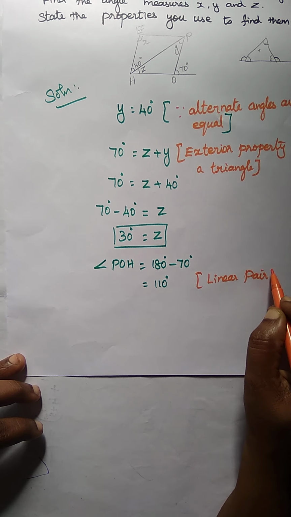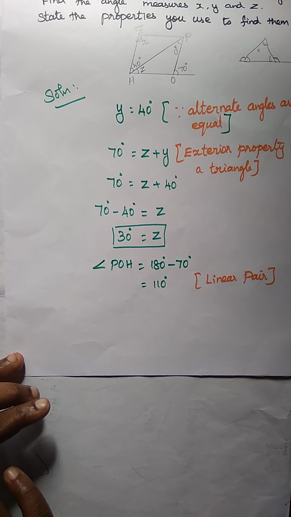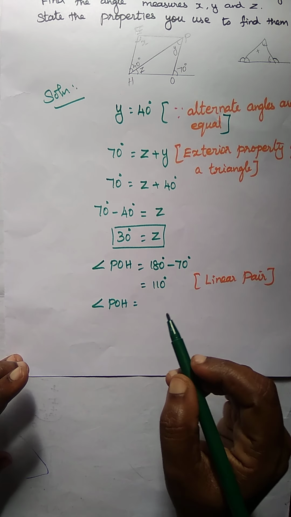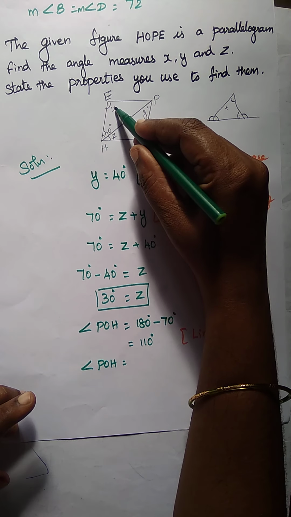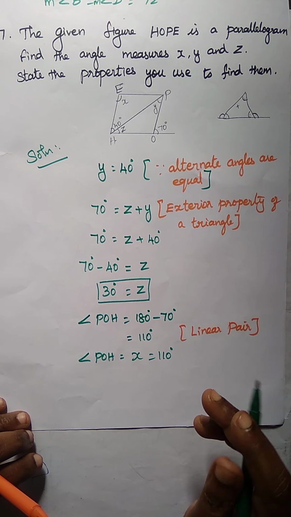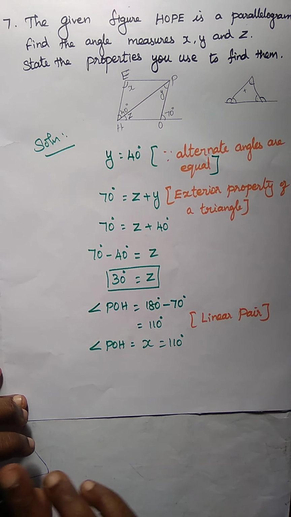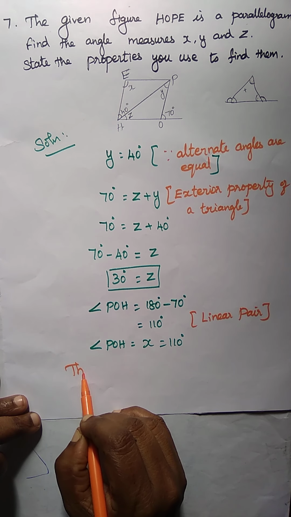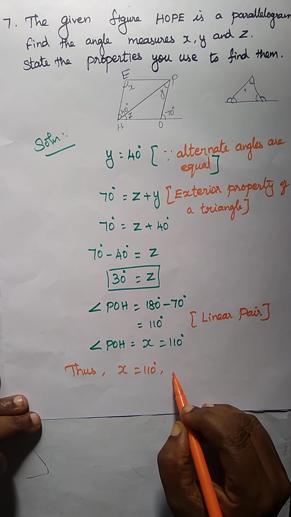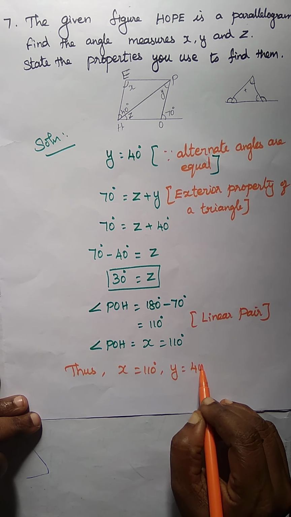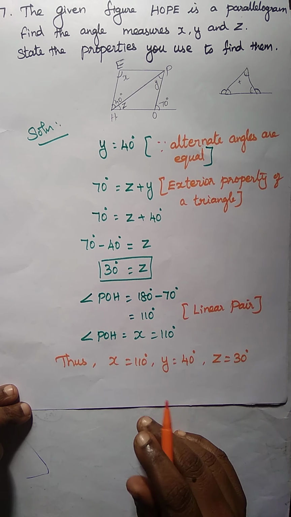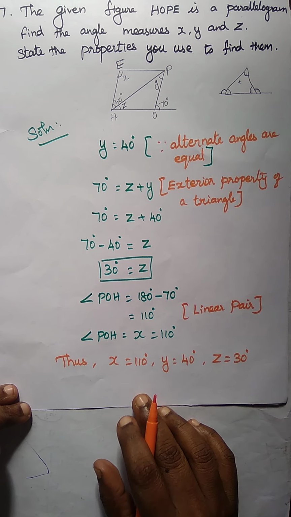Linear pair. Okay, now this angle POH is equal to what? This POH is equal to x, so let us write it. So x equal to 110 degree. Okay, thus we find all the values. Thus x is equal to 110 degree, y equal to 40 degree, then z equal to 30 degree. These are the angles we found out.